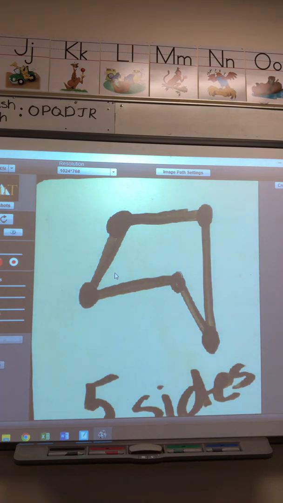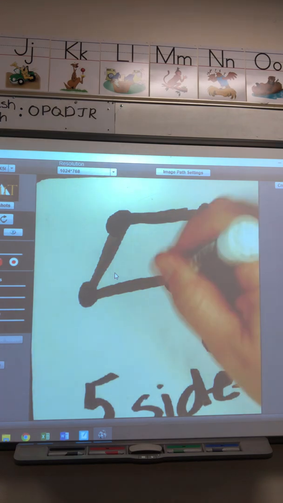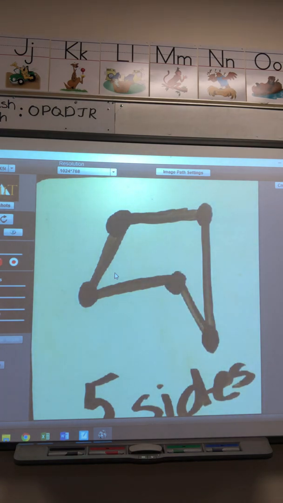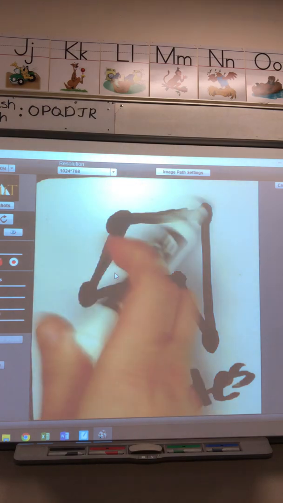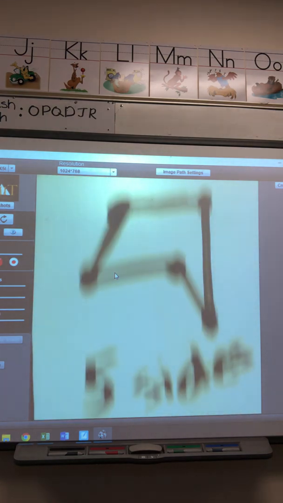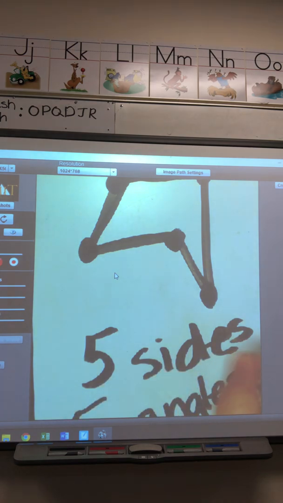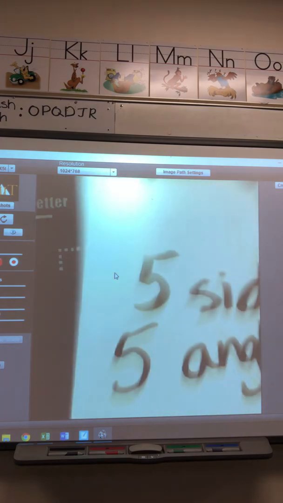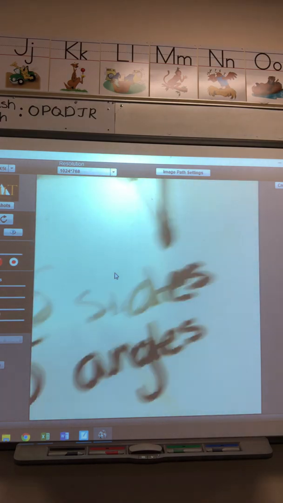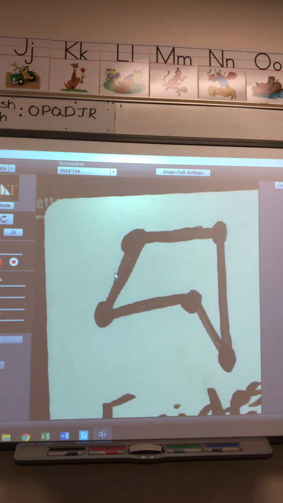It might be helpful for you friends while we're learning what an angle is to put a dot at every angle so you can count how many angles the shape has. This one has 1, 2, 3, 4, 5. We have 5 sides and 5 angles. Do you notice anything about that? 5 sides, 5 angles. Look at that, okay?